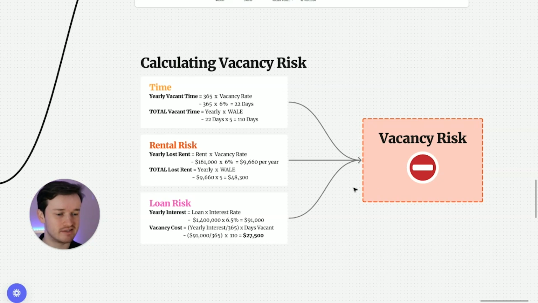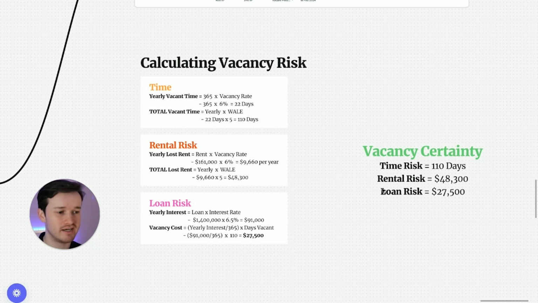So all these can actually help you assess what's the vacancy risk, and they help you define vacancy clarity and certainty. Because we actually know now, based on the 6% vacancy rate, the time risk means 110 days. Once the 5-year lease is complete, if the tenant doesn't renew, we know the property is going to be vacant for about 110 days. Now we know the rental risk. Over those 110 days, our loss of rental income is going to be $48,000. And we know the loan risk. We know that over those 110 days, we're going to have to pay $27,500 in interest.